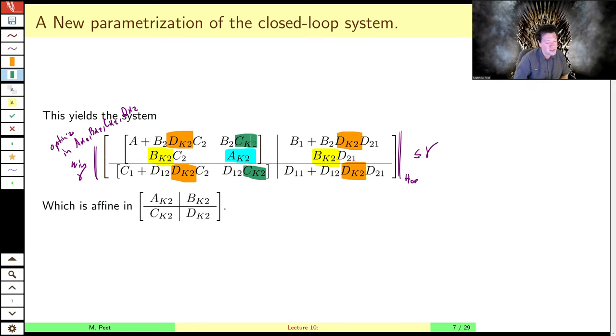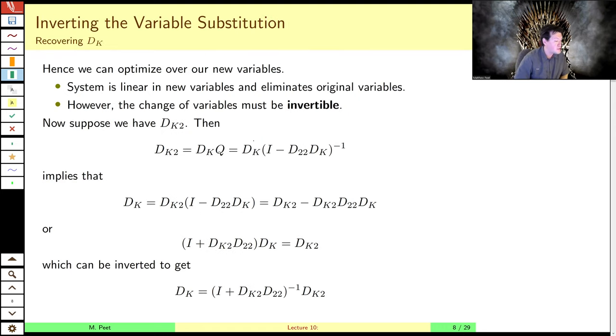So the question then becomes invertibility. Can I invert this variable substitution? So to solve that problem, let's do it in a somewhat counterintuitive order. So we'll start with assuming we have AK2, BK2, CK2, and DK2. Let's reconstruct AK, BK, CK, and DK. So how are we going to do this? So let's start with the simpler ones, right?